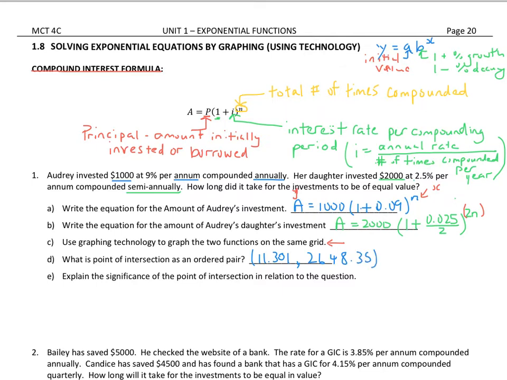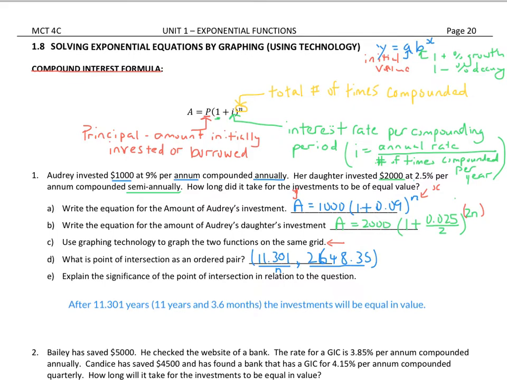Okay, now the question in part E is, explain the significance of the point of intersection in relation to the question. So this represents my X or my N. N is the number of years. So after 11.301 years, their investments are equivalent to each other and they're both worth $2,648.35. Okay, after 11.301 years, or 11 years and 3.6 months, the investments will be equal in value.